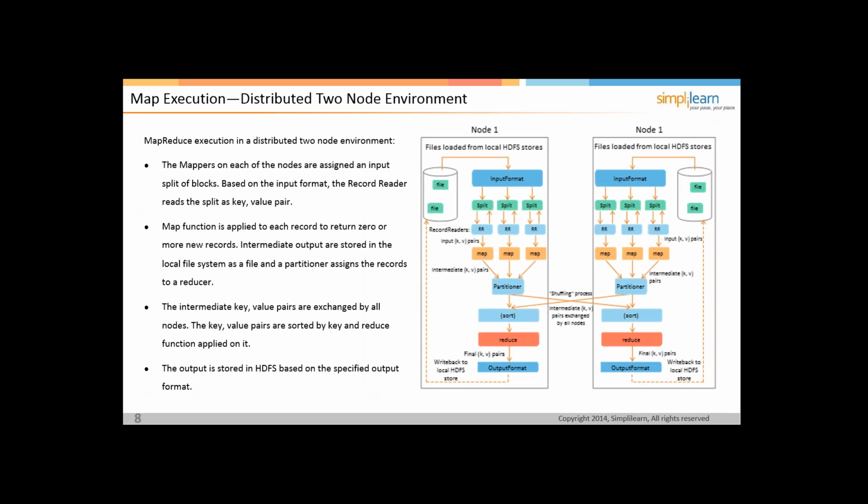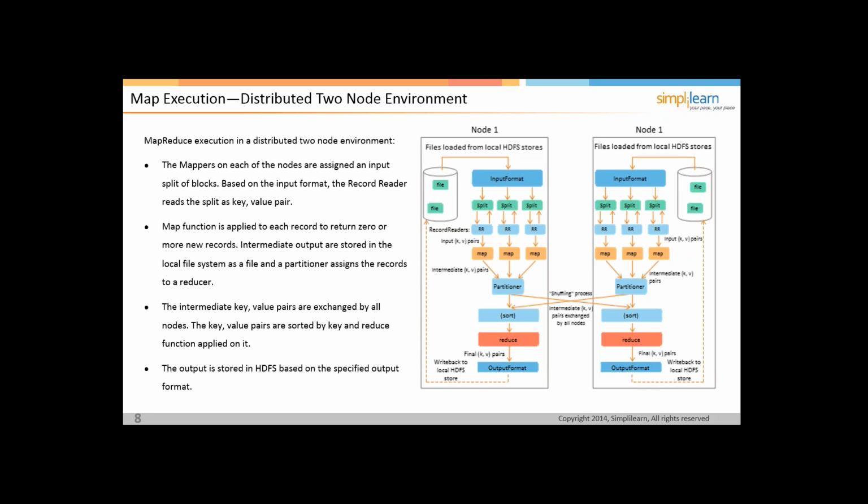This is an example of MapReduce execution distributed across a two-node environment. In node 1, suppose the file has been loaded from the local HDFS store, and then the partitioner occurs after the mappers, followed by sorting, the reducer, and the output format. It all starts with the input format.